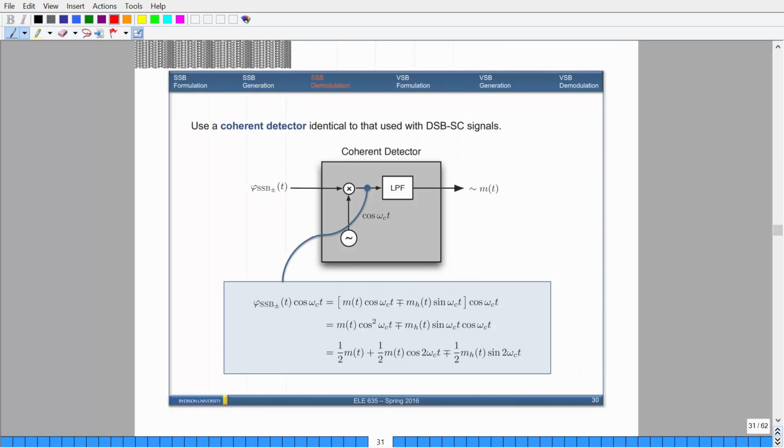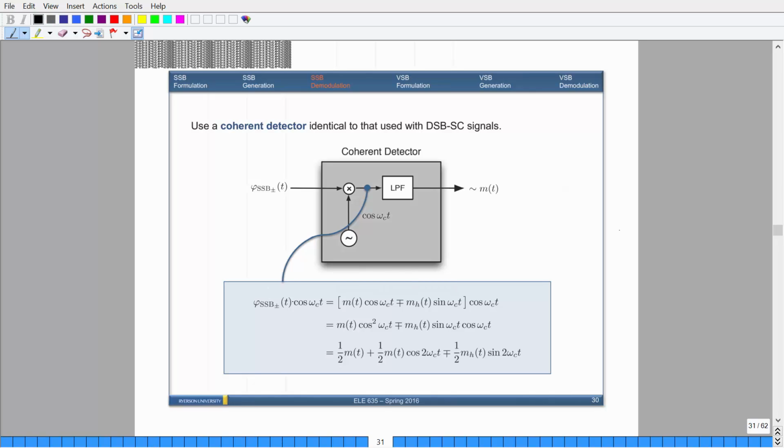If you want to demodulate a single sideband, we're going to talk about demodulation now. It's actually very simple. All you have to do is use the same methodology that you would with double sideband suppressed carrier signals. You just multiply by a coherent detector. In this case, you will multiply by a cosine. And you have to make sure that the carriers are synchronized so that you're able to demodulate correctly. We can certainly do that.